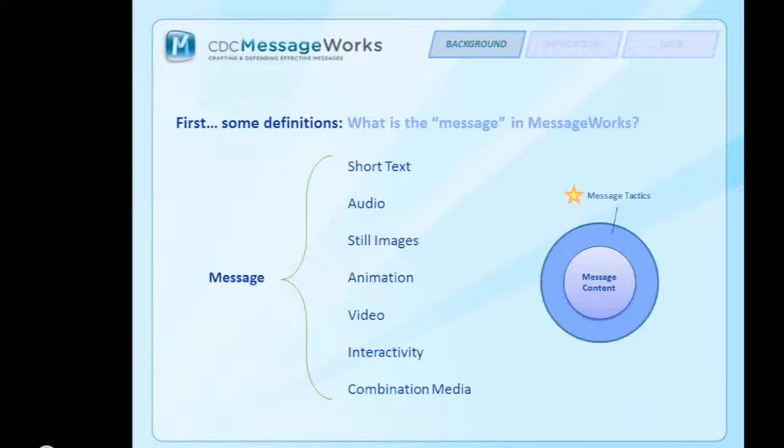If you look on the right side of your screen with those two circles and the star that says message tactics and message content, I just want to tell you upfront that MessageWorks will provide some guidelines on how to make your message more effective. For example, you may say, focus on the social consequences of poor health rather than just the physical consequences of poor health. But it's not going to tell you which social consequences. As we all know, social consequences can be manifested in a variety of different ways.